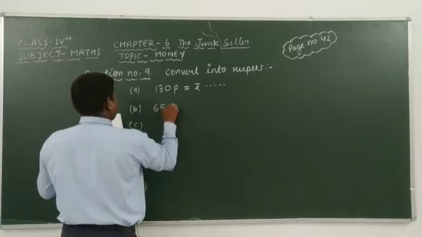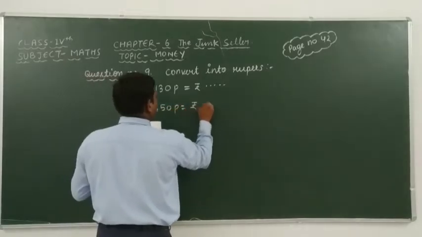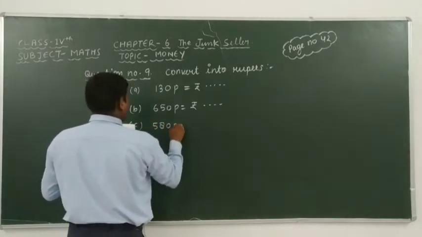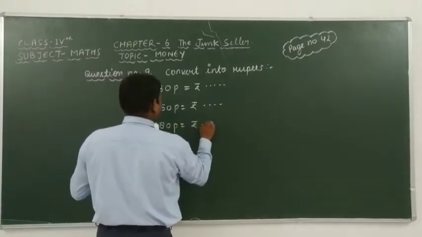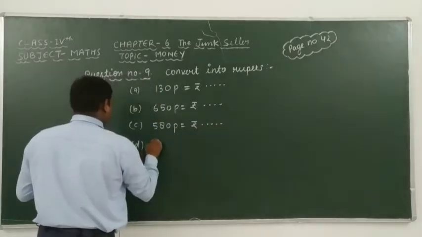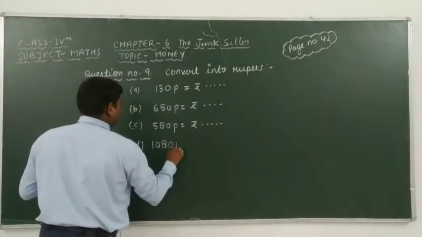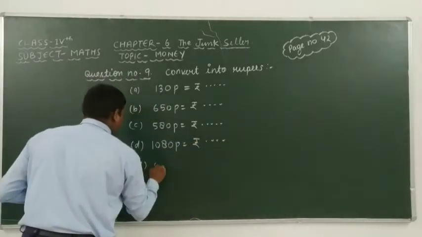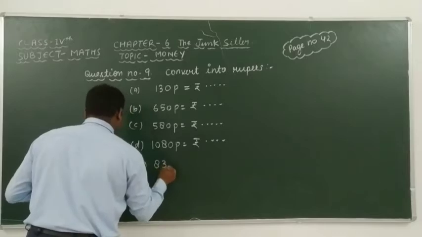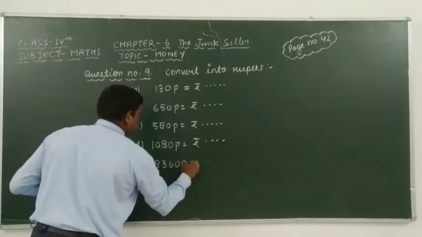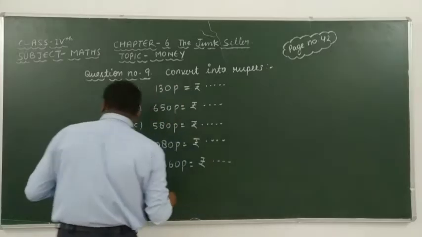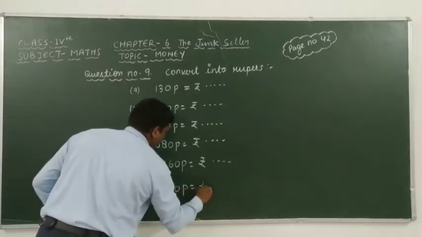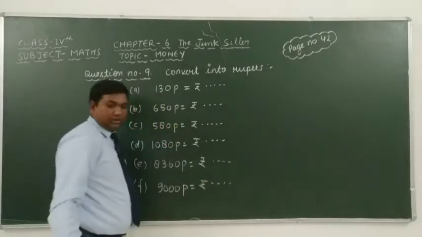650 paise is equal to rupees dash dash dash. 580 paise is equal to rupees dash dash dash. 1080 paise is equal to rupees dash dash dash. 8360 paise is equal to how many rupees? And 9000 paise is equal to how many rupees? Okay students?